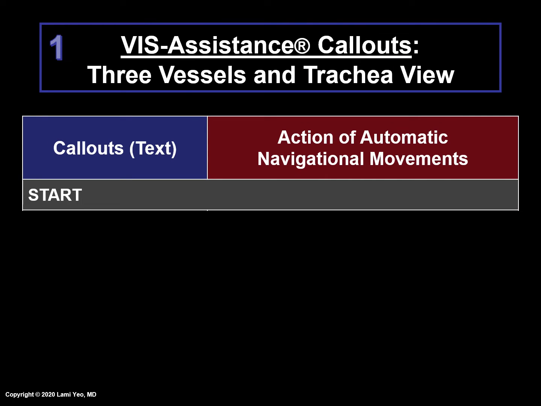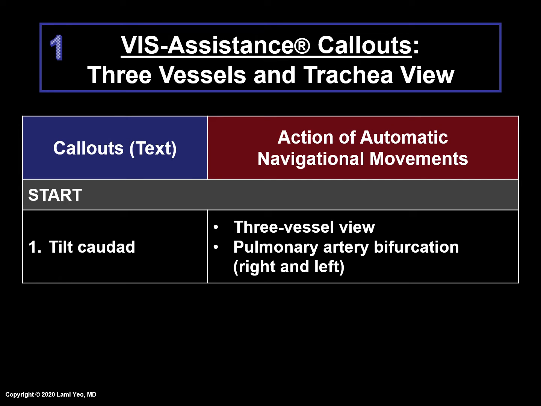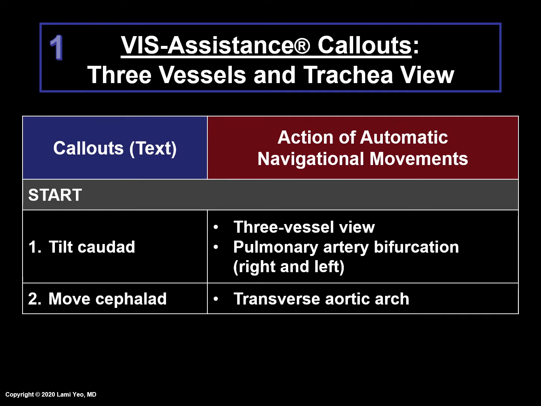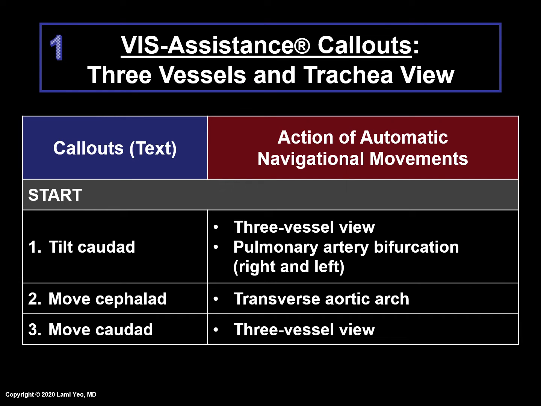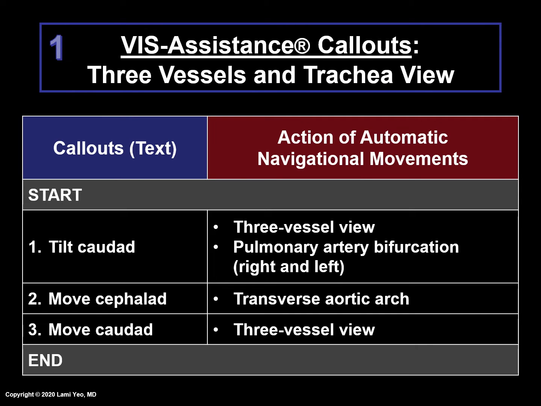There are 3 callouts for this VISA video clip. The first callout is tilt caudad, which shows the 3 vessel view as well as the pulmonary artery bifurcation into the right and left arteries. The 3 vessel view is comprised of the main pulmonary artery, ascending aorta in transverse section, and superior vena cava in transverse section. The second callout states move cephalad and shows the transverse aortic arch. The third and last callout states move caudad, showing the 3 vessel view again.